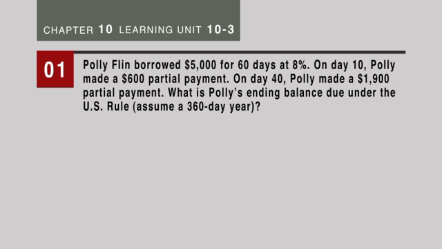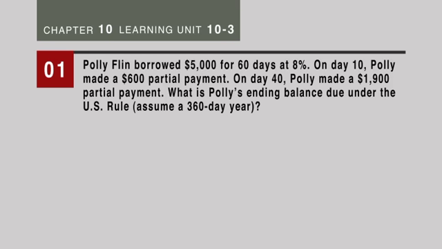It says Polly Flynn borrowed $5,000 for 60 days at 8%. On day 10, Polly made a $600 partial payment. On day 40, Polly made a $1,900 partial payment. What is Polly's ending balance due under the U.S. rule? We're going to assume a 360-day year.